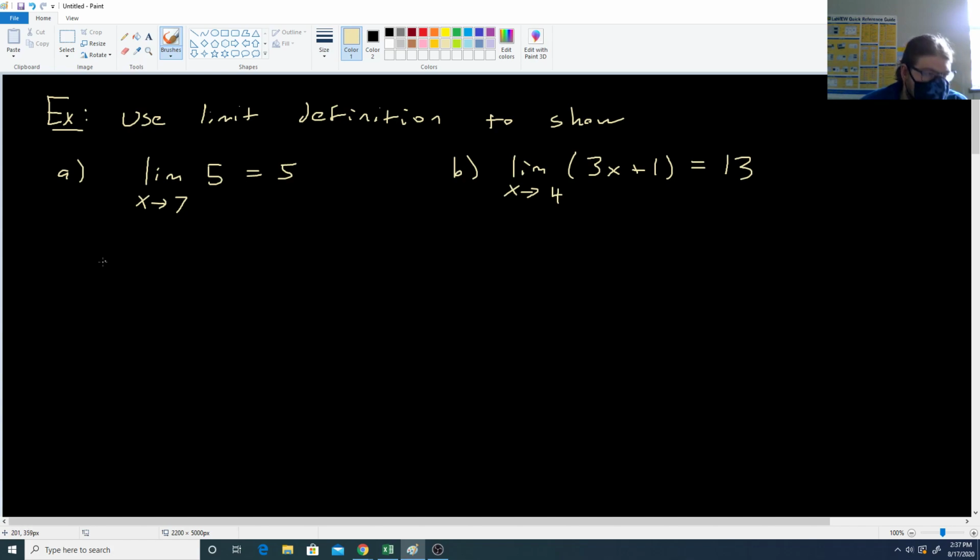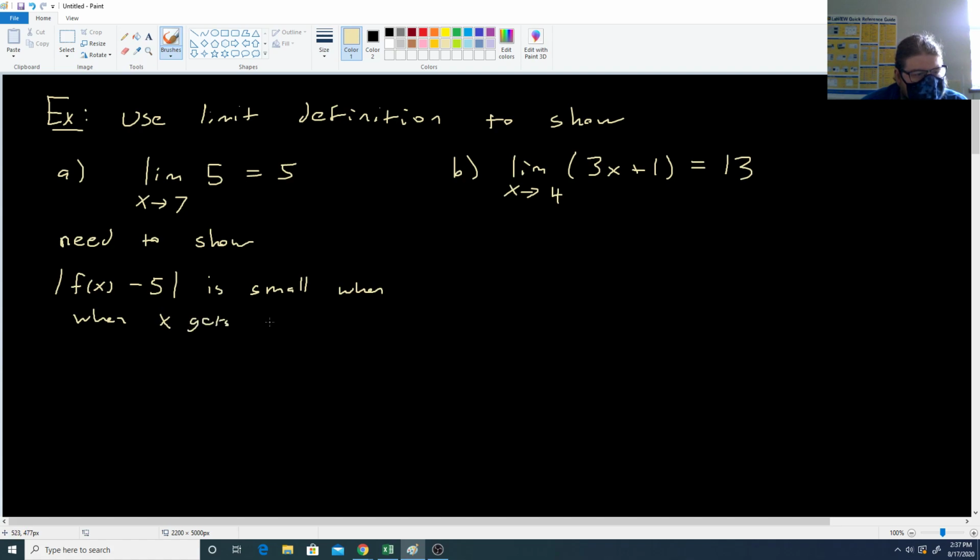Okay, so for part A, I need to show that the absolute value of f of x minus 5 is arbitrarily small, so we'll say just as small, when the x value gets very close to 7. So we want to show the distance between f of x and 5 is small when x gets close to 7.